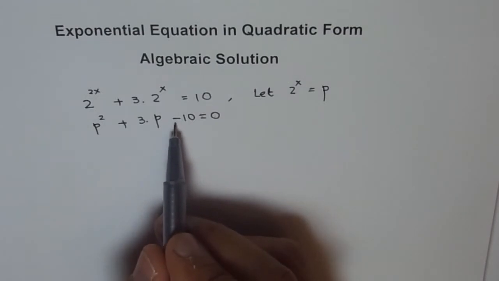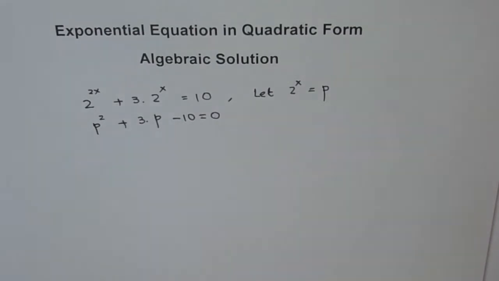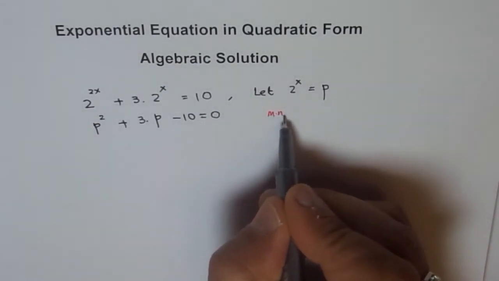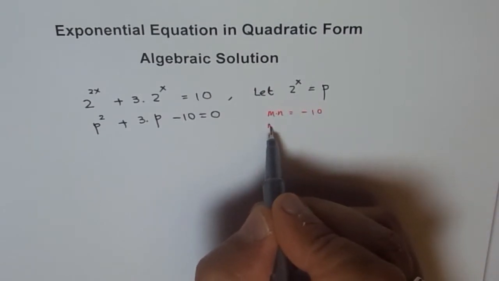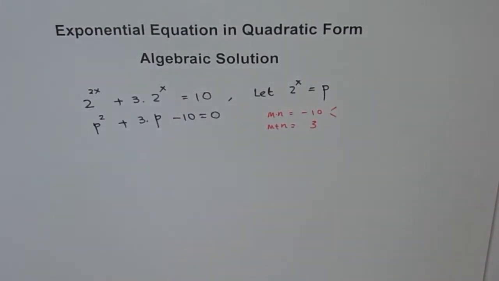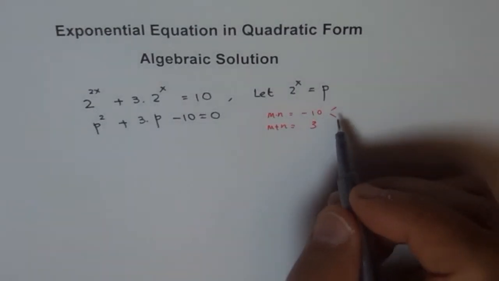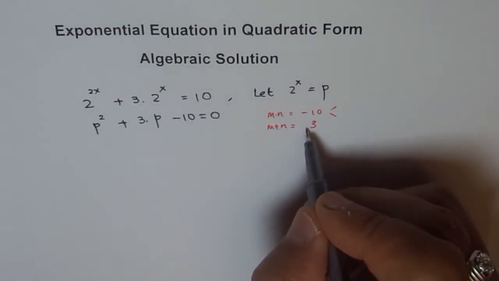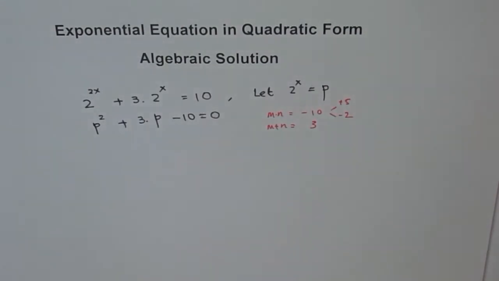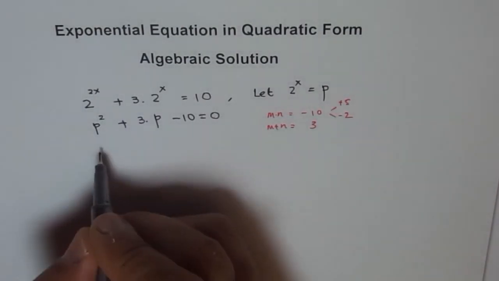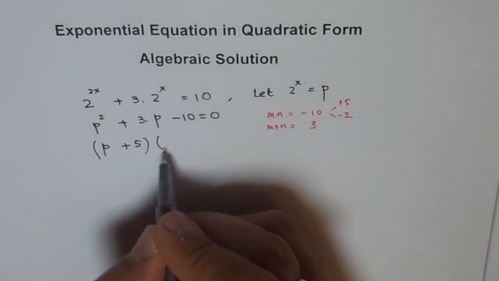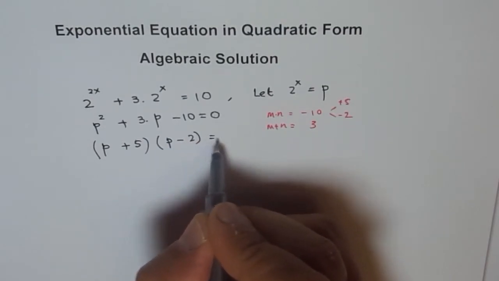Let's look. For minus 10, we need two numbers, m and n, whose product is minus 10, and whose sum m plus n should be 3. So the two numbers could be 5 and 2, right? And since we need minus, one is positive and is the bigger number, so plus 5 and minus 2 should work. Therefore, we can write this in factored form as p plus 5 times p minus 2 equals 0.